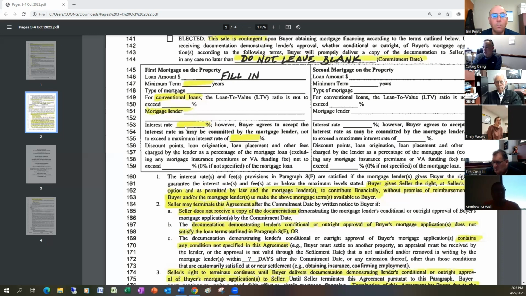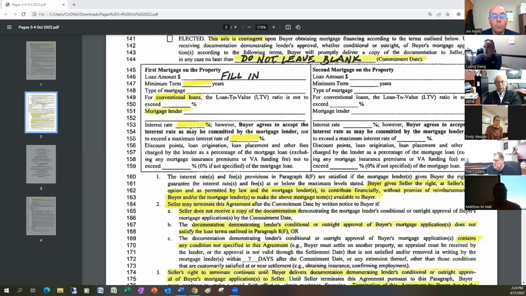The interest rate is blank percentage. However, buyer agrees to accept the interest rate as may be committed by the mortgage lender not to exceed a maximum interest rate of blank percent. So it's asking for a range, because right now we're not locked into a rate. As soon as we get this contract back executed, then we can go shop and lock in a rate. You can't lock in a rate beforehand without a fully executed contract.